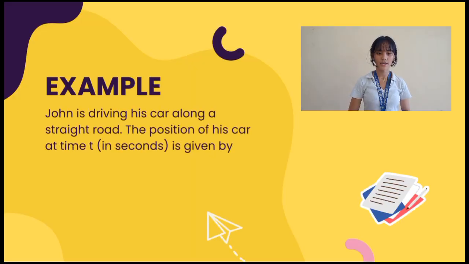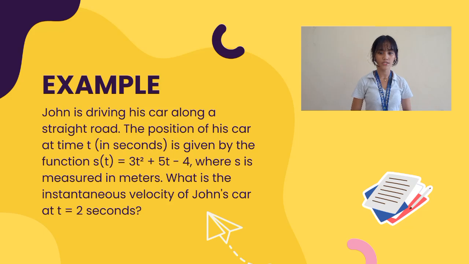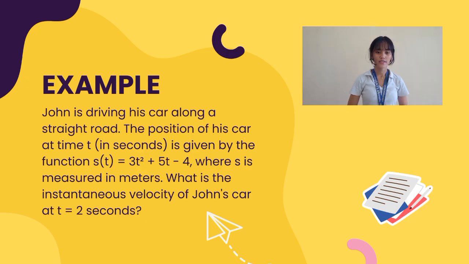John is driving his car along a straight road. The position of his car at time t in seconds is given by the function s of t equals 3t squared plus 5t minus 4, where s is measured in meters. What is the instantaneous velocity of John's car at t equals 2 seconds?